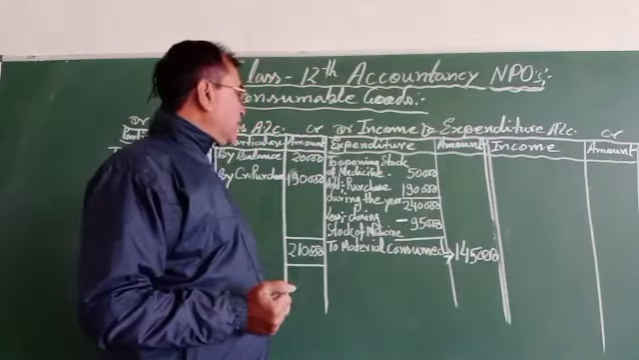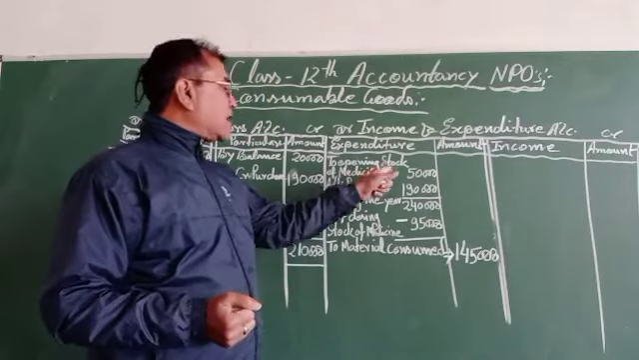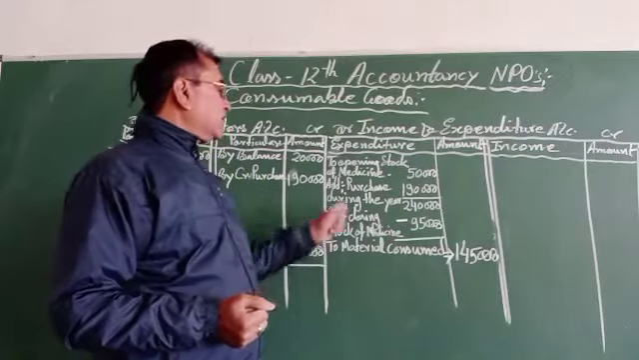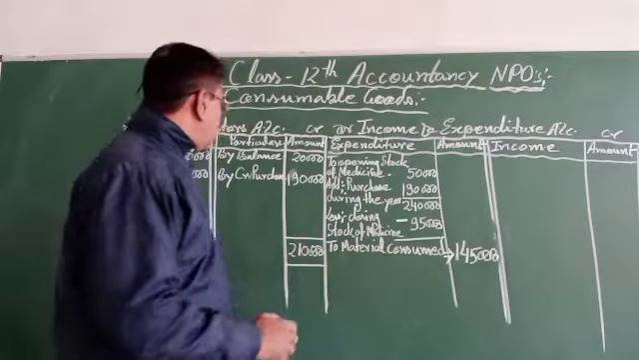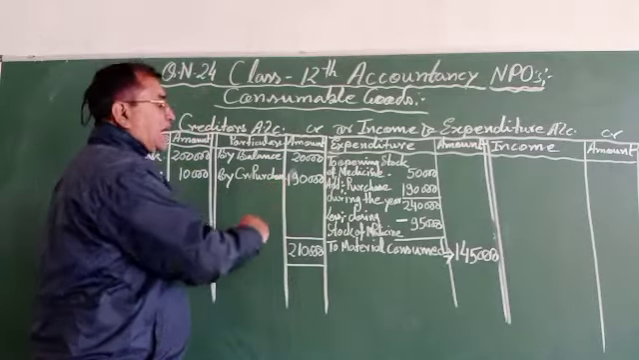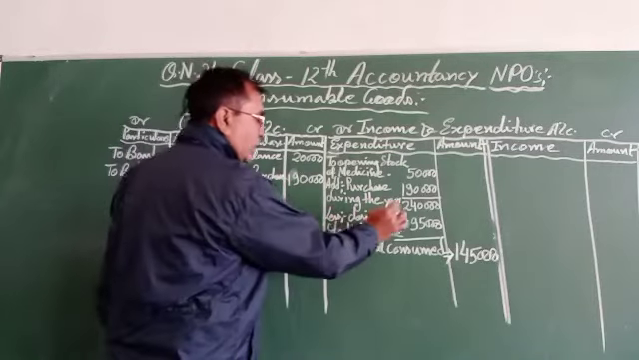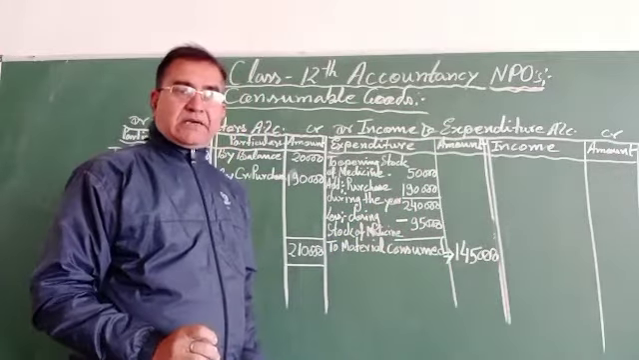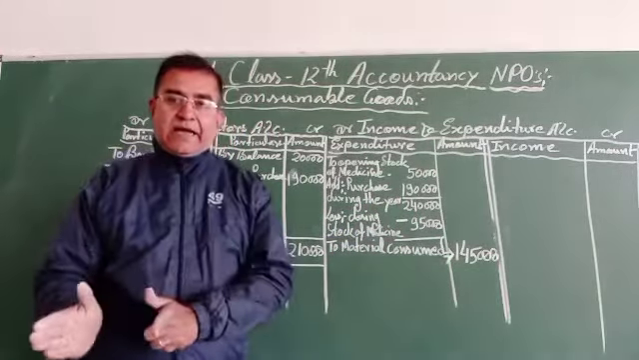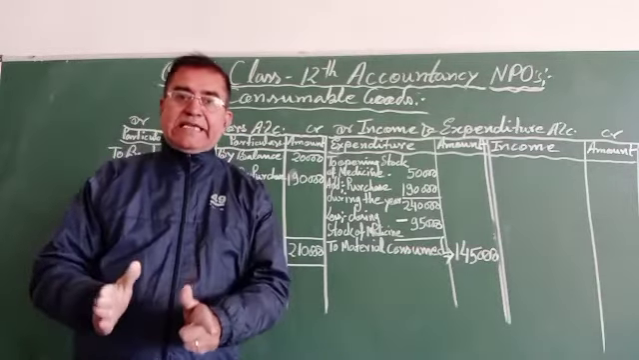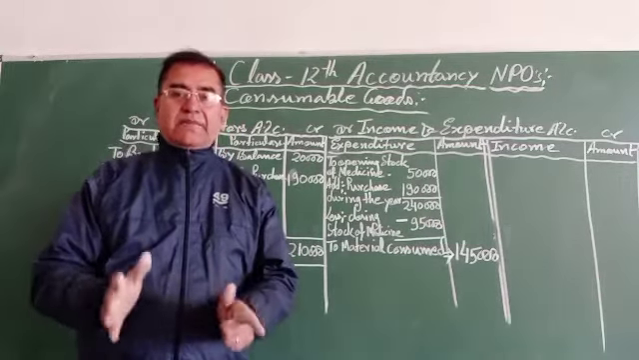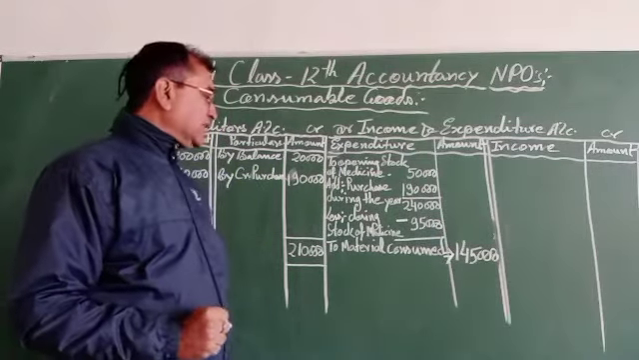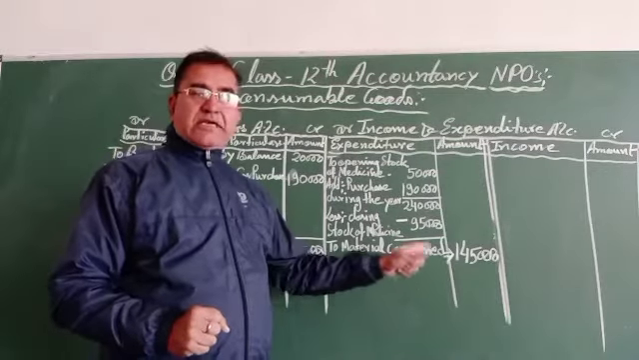Then after we can calculate the consumable goods during the year. Opening stock of medicine 50,000, and purchase during the year, that is credit purchase 1,90,000. The total stock will be for the current year 2,40,000, and at the end of the year the remaining stock, whatever stock of the medicine remained unused, that is 95,000.